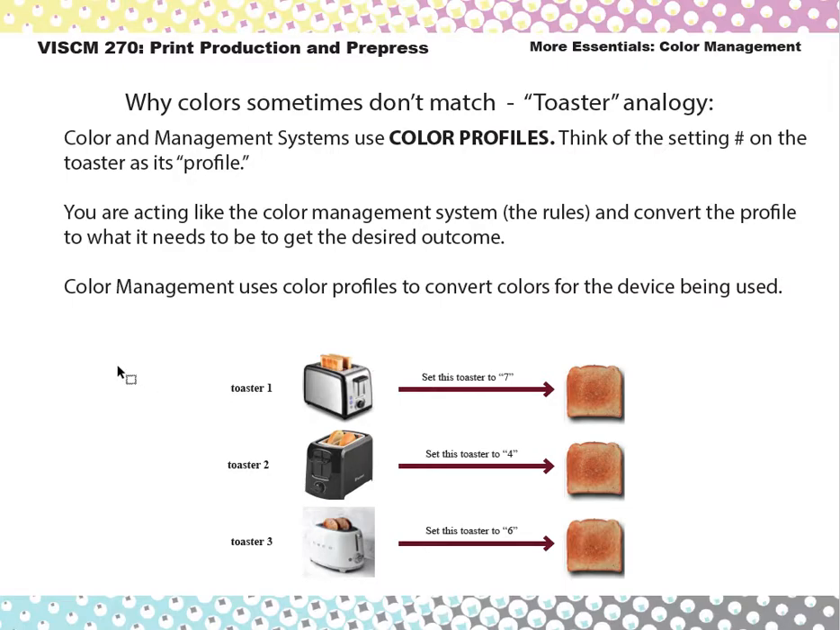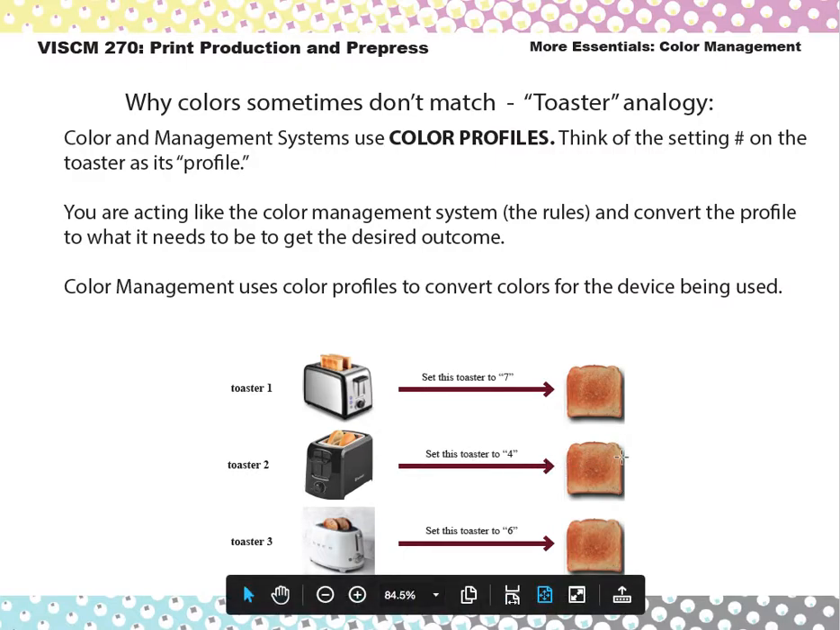So the way color management works is through using and manipulating color profiles. If you think of a color profile as being the setting number on the toaster, then that might help. The color management system would take the setting for toaster 2, the setting of 7, the profile, and it would convert that profile to the output of what we want, which is a nice brown toast.